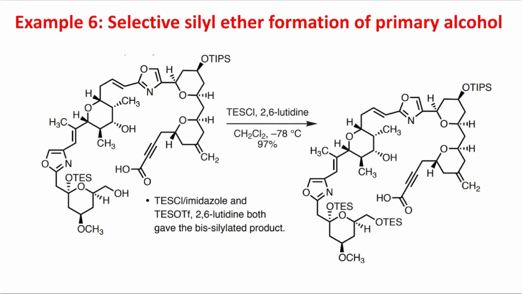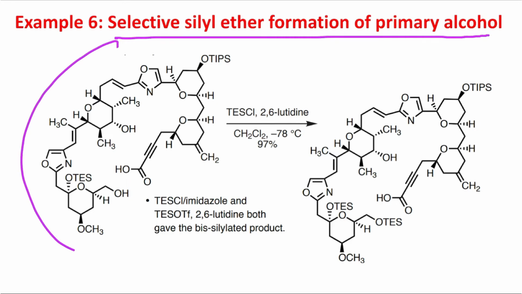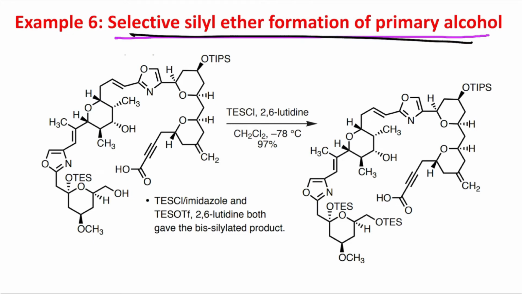Now this is a very interesting example, student. Selective silyl ether formation of primary alcohol. Why is this unique? See, this is a very big molecule, I know, but what we are actually focusing on is alcohol protection, as I told, silyl ether formation. Now where are the OH groups? One is here. Second is this one.